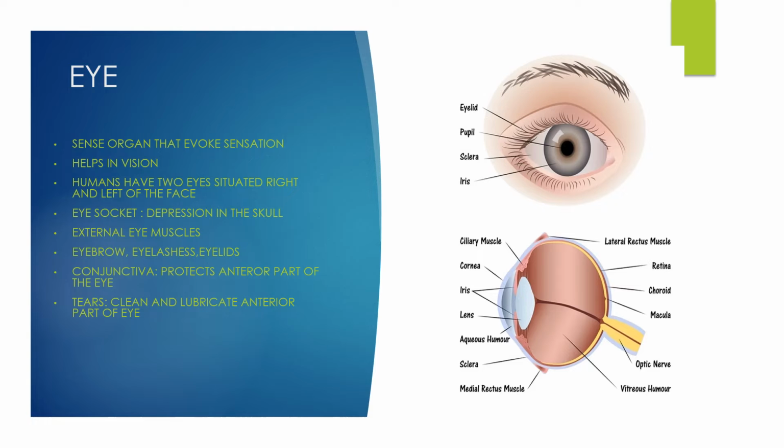And the next one is conjunctiva. Conjunctiva protects the anterior part of the eye. Conjunctiva produces some kind of mucus, which helps prevent microbial entrance into the eyes. Tears also do the same function. They cleanse and lubricate the anterior part of the eye. Tears are the fluid that comes from the eyes. These help in cleansing any kind of bacteria or dust that is present in our eyes. So these are some parts seen in our eyes and their functions.